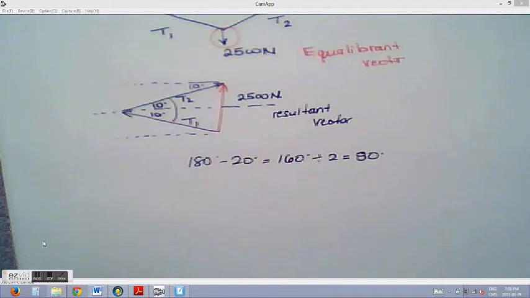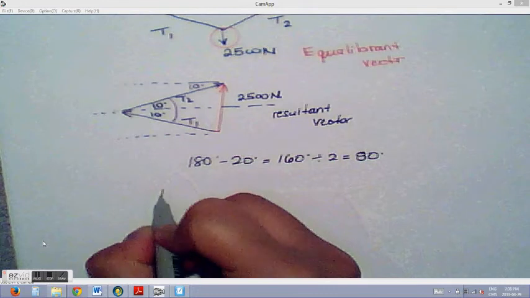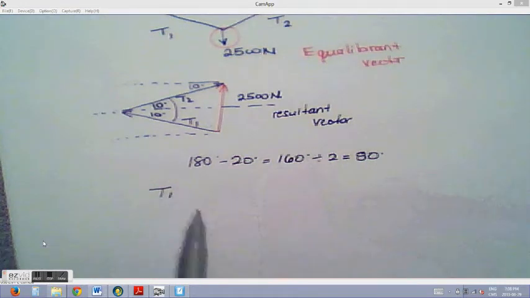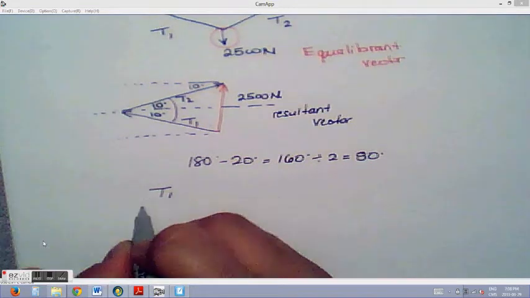I find it easier. So let's go ahead and do that. Let's take T1, okay? For the sine law, I always put what I'm looking for on top. So if I'm looking for a length, I put it on top. If I'm looking for an angle, I put sine of the angle on top, okay?